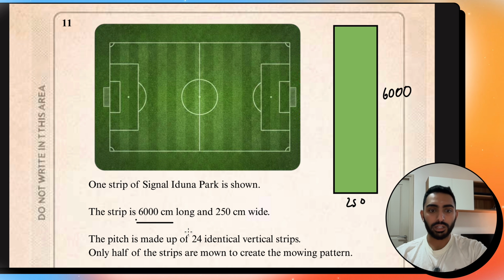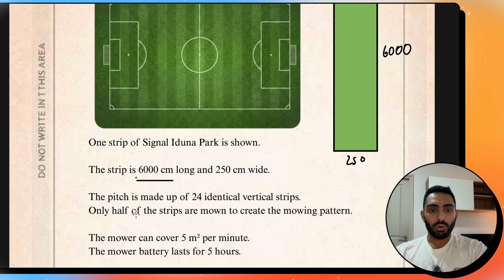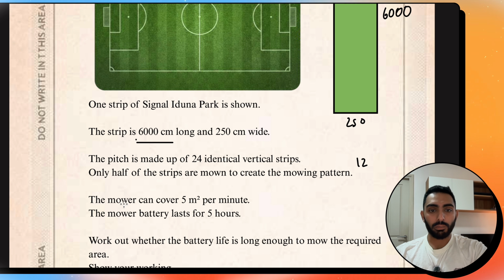6,250. The pitch is made up of 24 identical vertical strips. Only half of the strips are mown to create the mowing pattern. That means we're only mowing 12 of them. The mower can cover 5 meters squared per minute. The mower battery lasts for 5 hours. Work out whether the battery life is long enough to mow the required area.